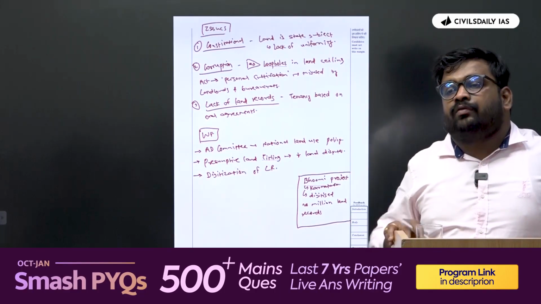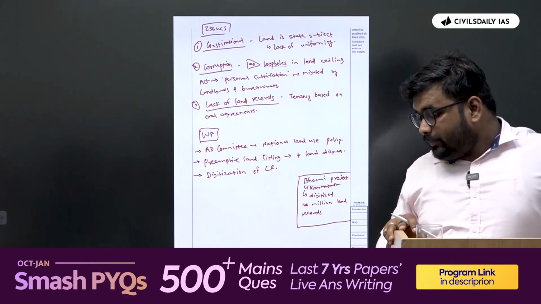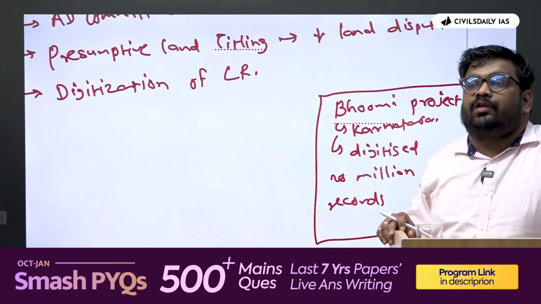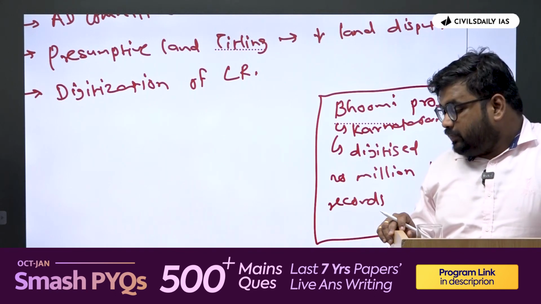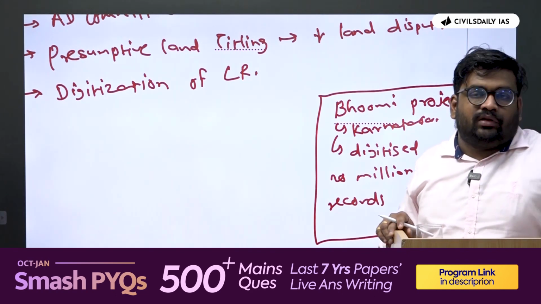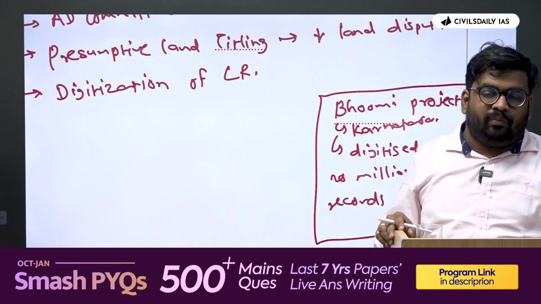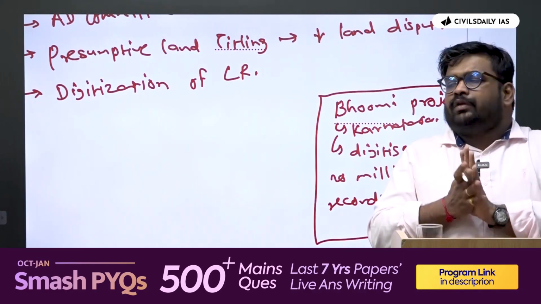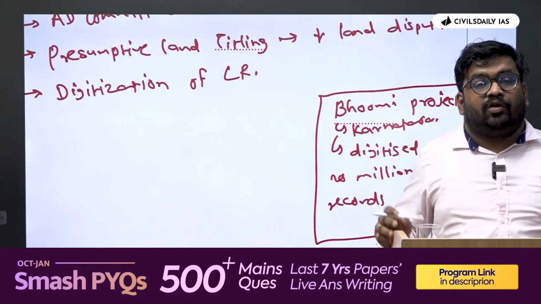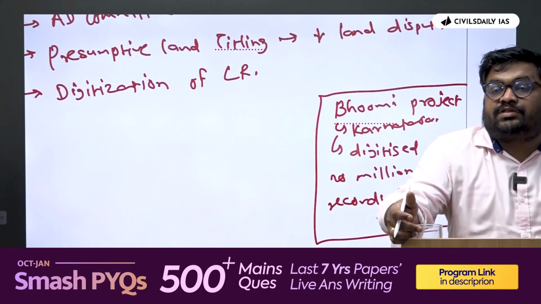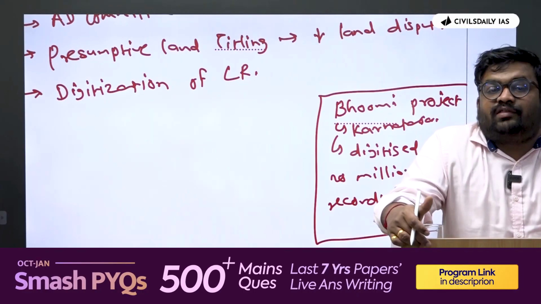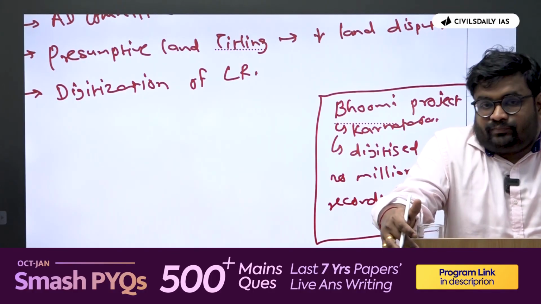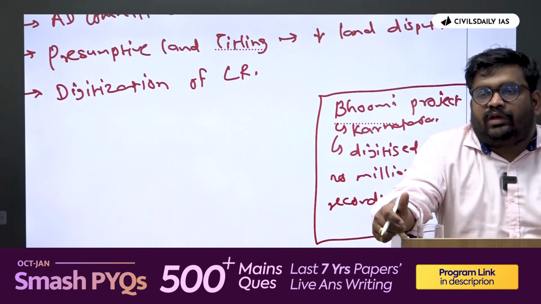Thus, for the realization of inclusive growth, the need of the hour is land reform 2.0. That is the one way. Or second way is you mention the government schemes. So the effective implementation of the land record modernization scheme and Swamitva scheme is essential for inclusive growth.